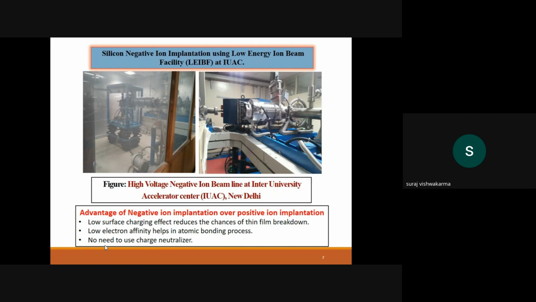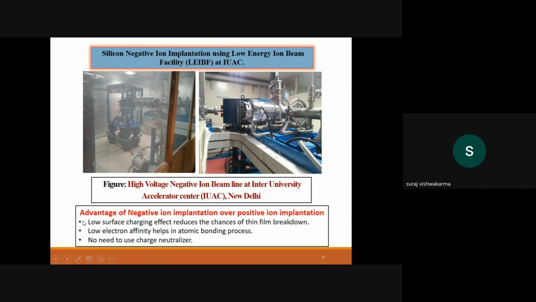The machine you can see on your screen is in IUAC, the Inter University Accelerator Center Low Energy Ion Beam Facility, LEIBF, in New Delhi. I think it was the Nuclear Science Center actually; now it is IUAC, where all these implantation facilities are. We have used this machine, and it is a 2000 kV high voltage machine.